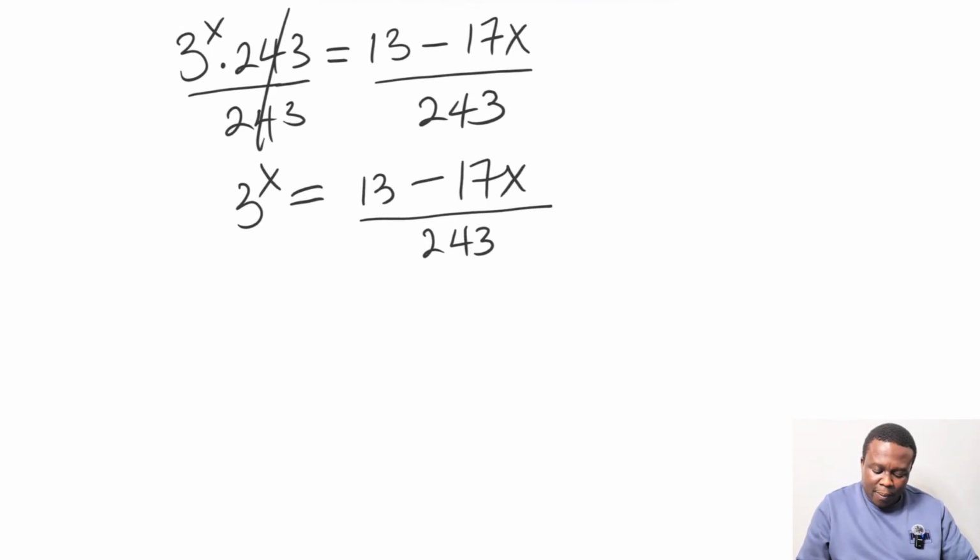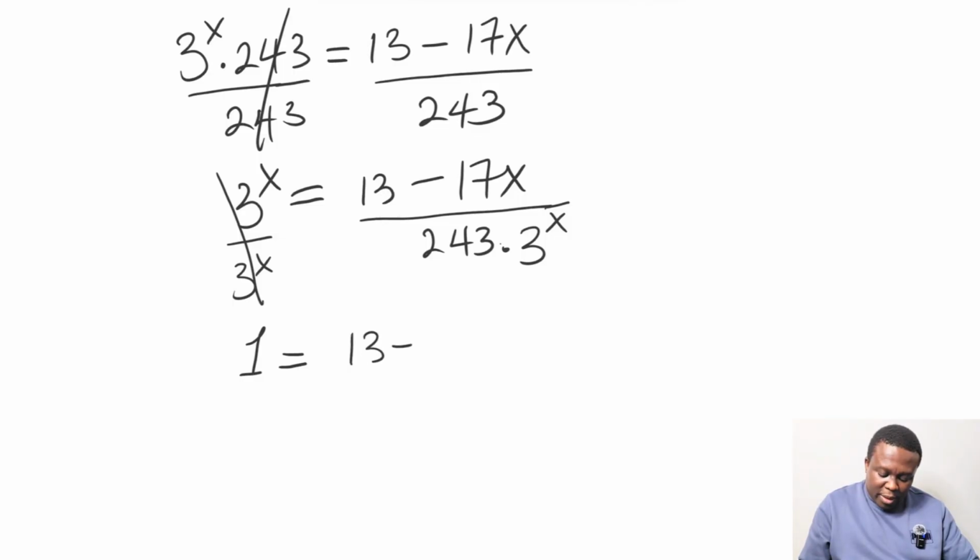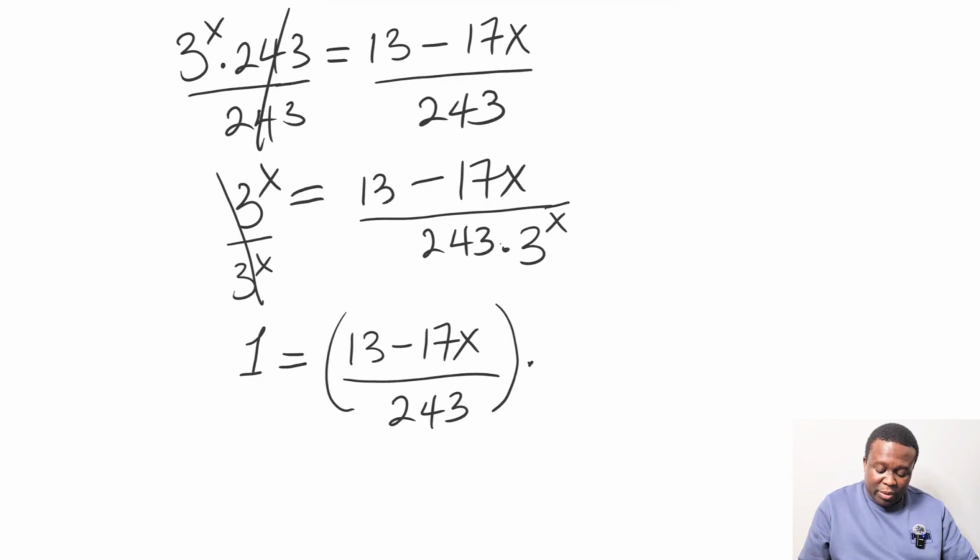Now, let's divide through by 3 raised to the power x as well, so that we have just 1 on the left-hand side. And this is what we have. We have that 1 is equal to 13 minus 7x over 243. We can rewrite 3 to the x, take it to the top, and it becomes 3 raised to the power minus x.